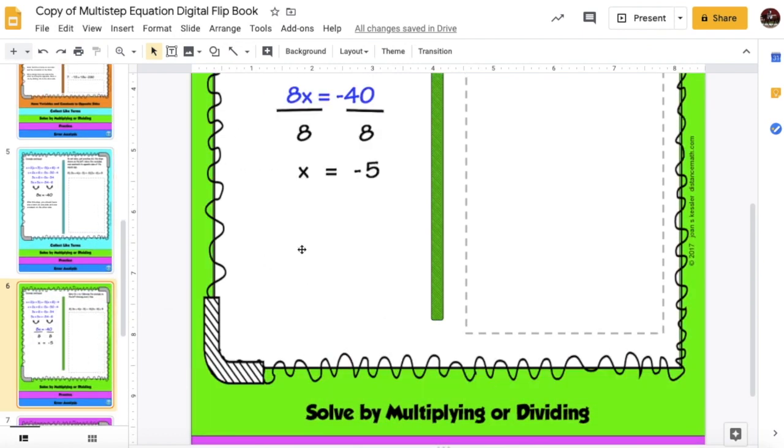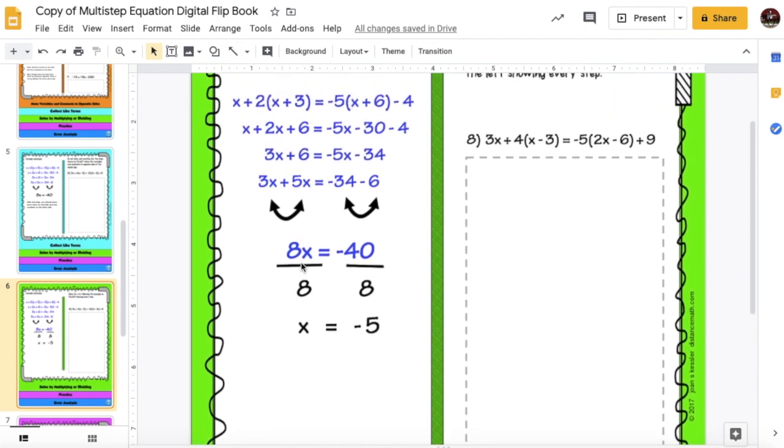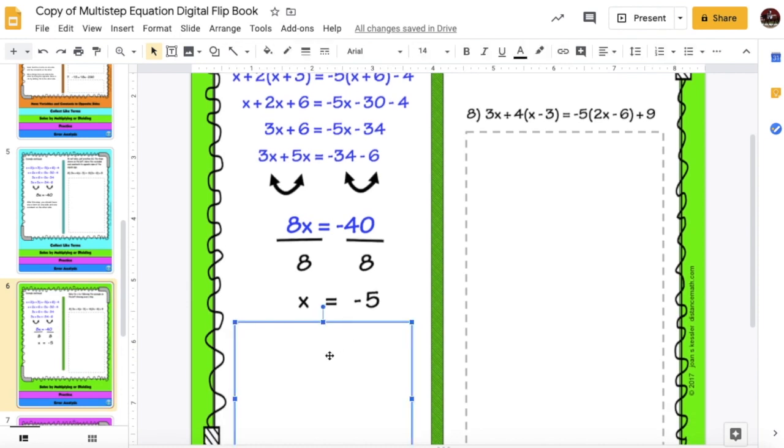So now we are at the last step. So what we do is we undo whatever is happening to the x. Here I have, this really means 8 times x. So to undo that multiplication, I divide. I do 8x divided by 8. Because multiplying by 8 and dividing by 8 undoes each other, leaving me with just an x. And to keep my equation equal, I have to do the same thing to both sides. So I have to do negative 40 divided by 8 is negative 5.